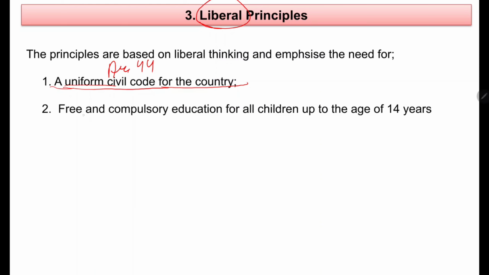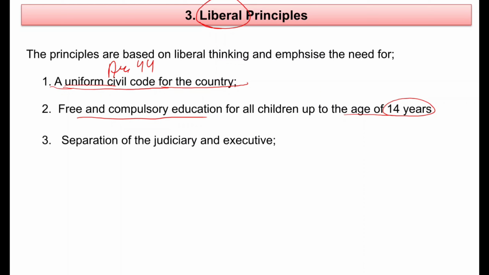Next is free and compulsory education for all children up to the age of 14. So there should be free and compulsory education, which is already there, isn't it, under Article 21A in fundamental rights. You can see free and compulsory education is provided by the government to all the children up to the age of 14 years. That is the elementary education.